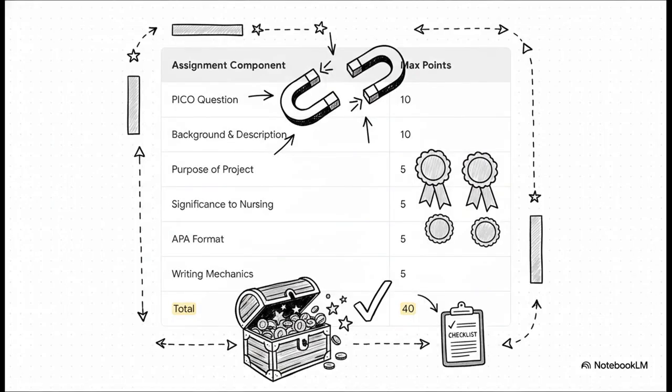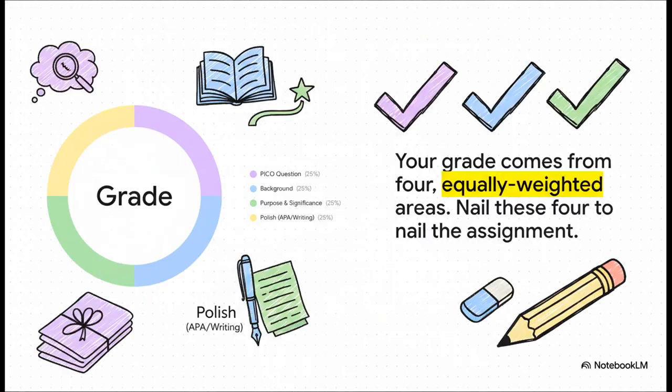So here it is, the whole assignment laid out for you like a checklist. You can see all 40 points are broken down into just 6 categories, but pay super close attention to the 2 big ones, the heavy hitters at 10 points each, your PICO question and your background section. If you can master those 2, you are already halfway to a perfect score.